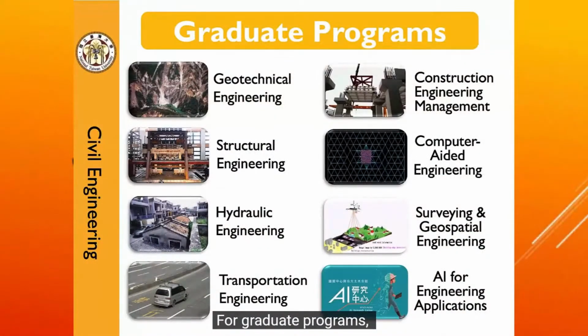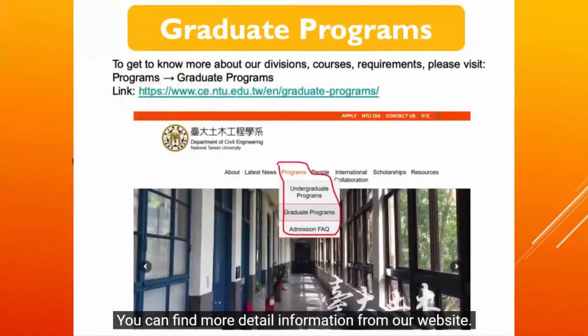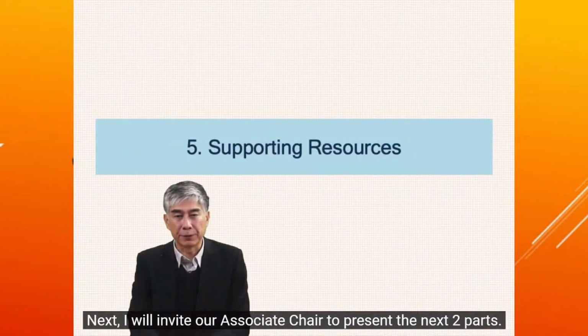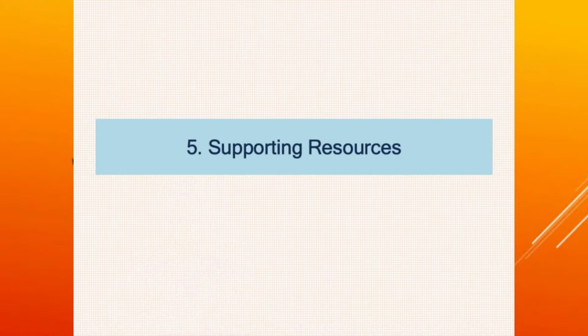For graduate programs, I have mentioned that we have 7 divisions, but for the PhD program, currently we have one additional program called AI for Engineering Application. So you can find all the more detailed information from our website. Next, I will invite our Associate Chairman to present the next 2 parts.